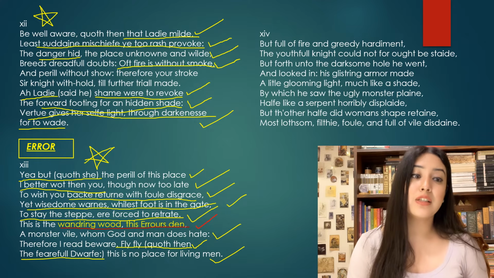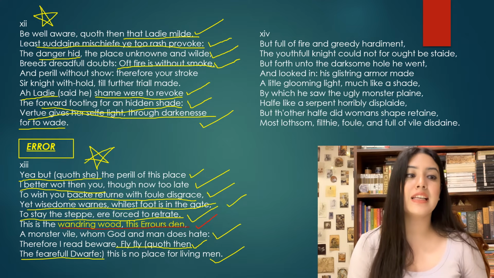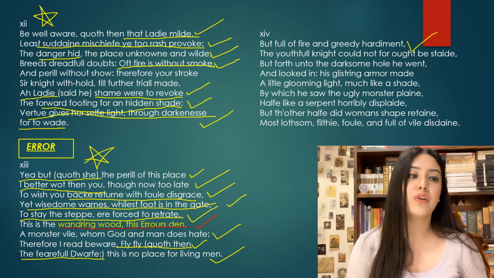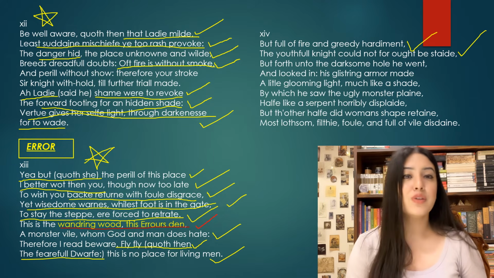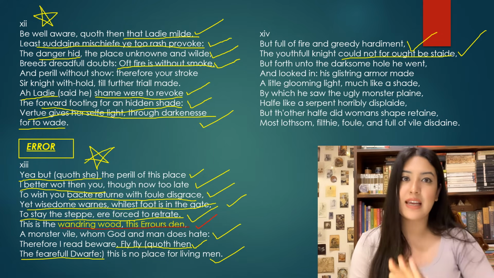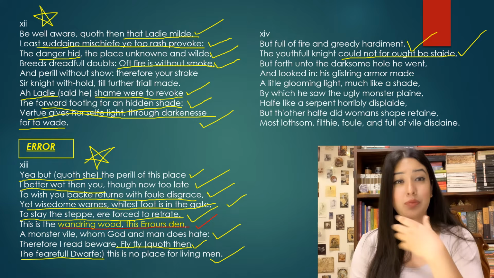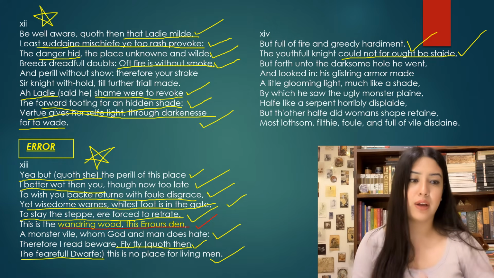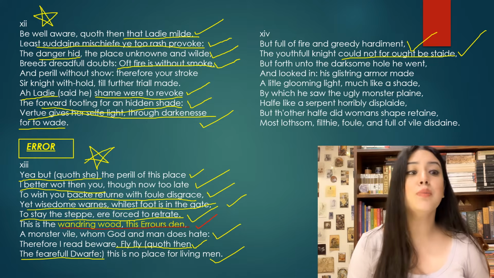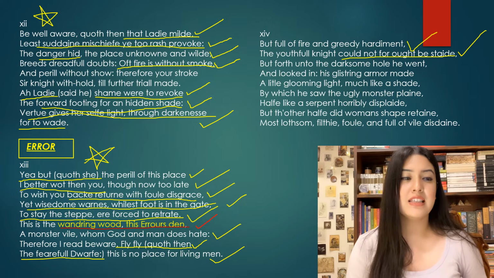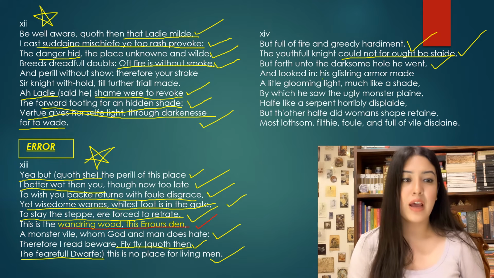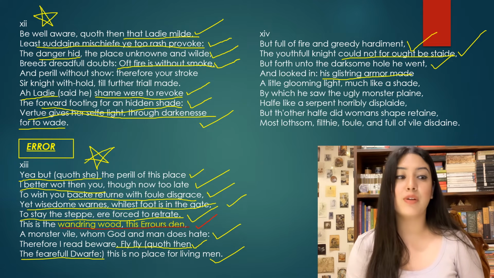So in stanza 14, "But full of fire and greedy hardiment, the youthful knight could not for aught be stayed." So he was very adamant that he's going to go for it. He could not be restrained. He had to go. "But forth unto the darksome hole he went and looked in. His glistening armor made a little glooming light, much like a shade, by which he saw the ugly monster plain."